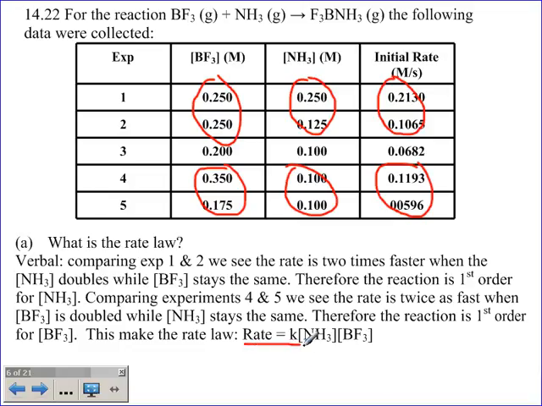So that means my total rate law would be: rate equals K times the concentration of ammonia times the concentration of BF3. That's boron trifluoride. But we can also do it mathematically.